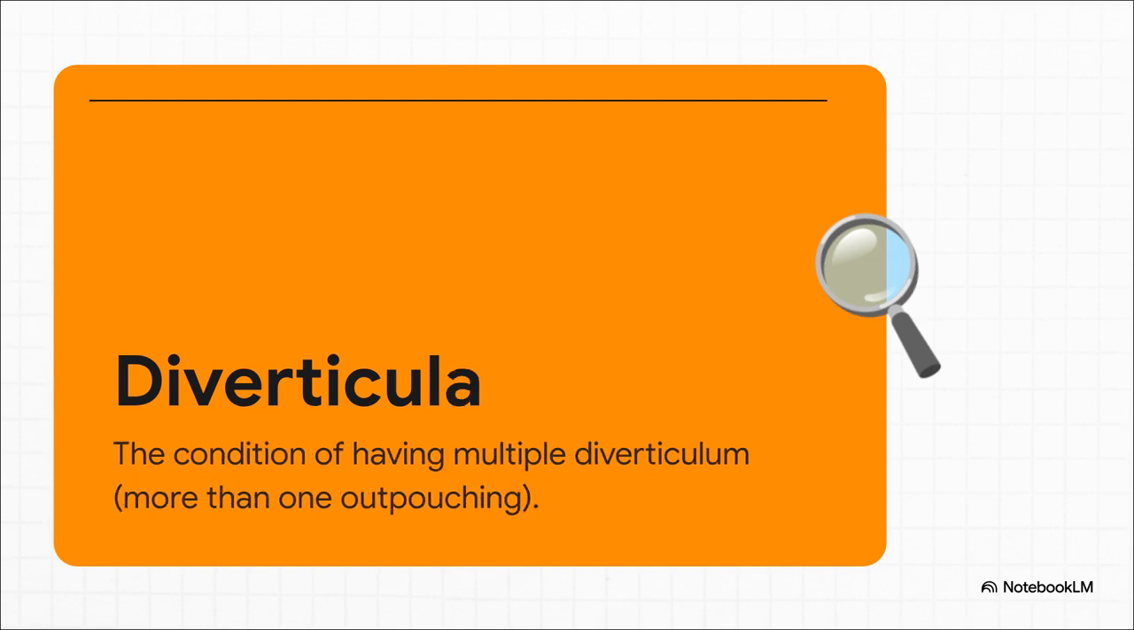Okay, so what if you've got more than one? Simple. That's when we use the word diverticula. It's just the plural form. So one pouch is a diverticulum. Two or more, well, that's diverticula.